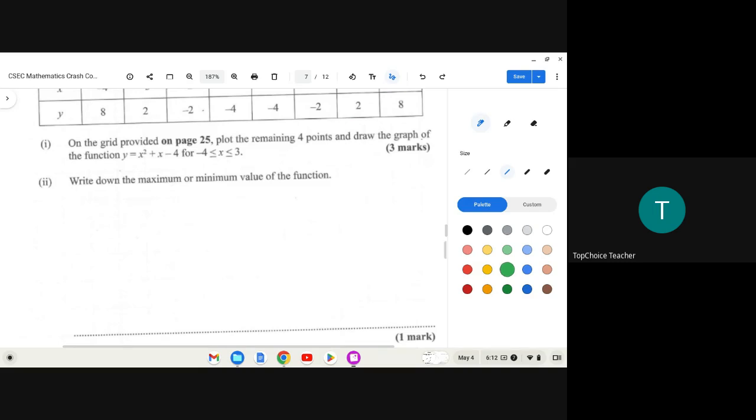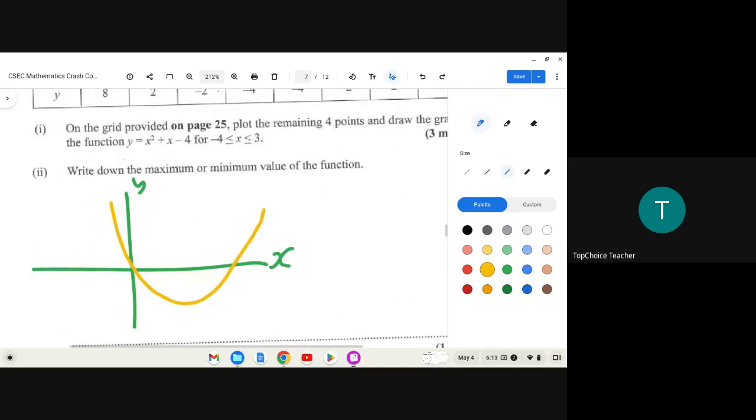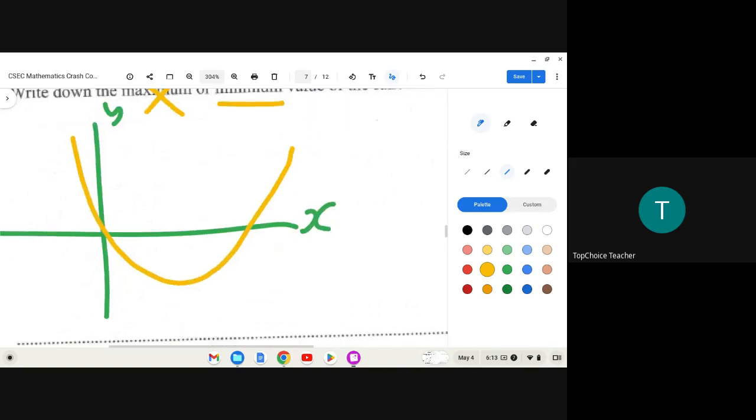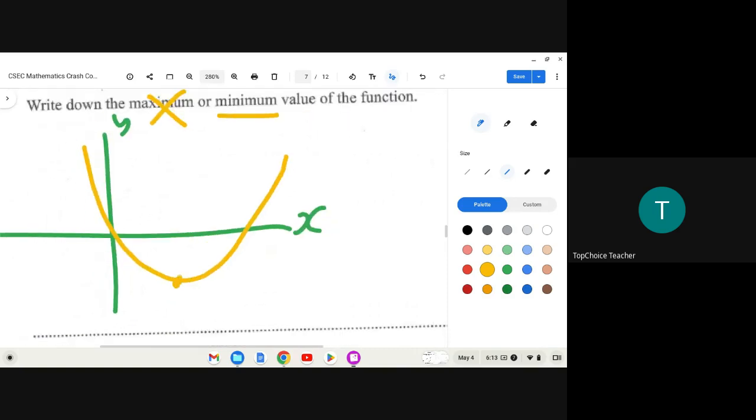So let's say you have a graph like this. Okay, we have a graph. This is our y-axis. This is our x-axis. Let's say we were to plot a quadratic equation and we end up with a U-shaped curve like this. This graph, which you're looking at here, the sketch, only has a minimum. It will not have a maximum. And the minimum will be the coordinates of this point down here.